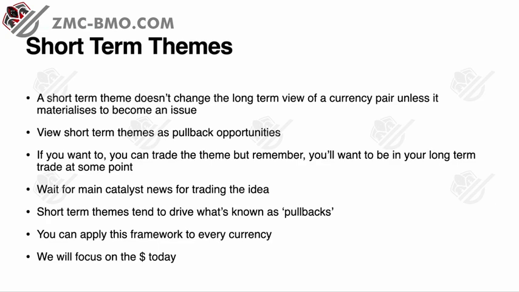So with shorter-term themes, we'll get into exact examples, but say CPI comes in stronger again, markets may trade that shorter-term theme up, and then you could potentially get into some dollar longs in the near term. Short-term themes tend to drive what's known as pullbacks. I see it as pullbacks. You can also see it as potential profit taking. But there has to be a fundamental reason why the dollar would rally 2, 3, 4, 500 pips to the upside before shorting again. It can't just be profit taking.